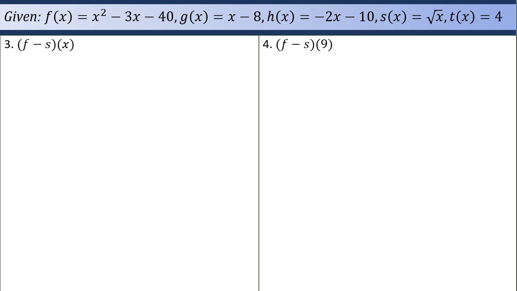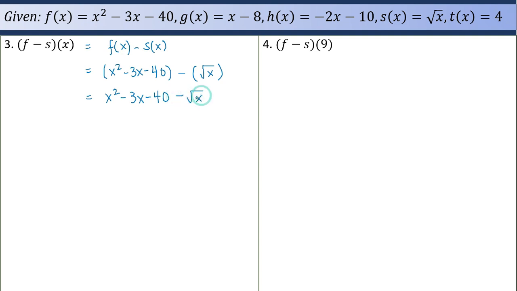Number 3, we are given f minus s of x. This is just equal to f of x minus s of x. Ano ba ang f of x natin? Yes, tama kayo. We have x squared minus 3x minus 40. How about s of x? That is equal to the square root of x. So we bring down f of x, x squared minus 3x minus 40. Again, magpapalit ng sign ang nasa loob ng parentheses. So positive square root of x becomes negative square root of x.